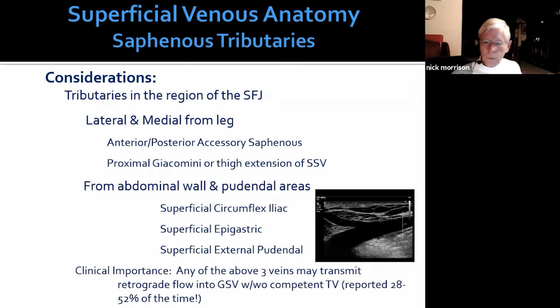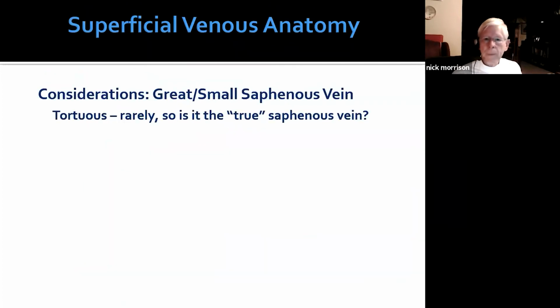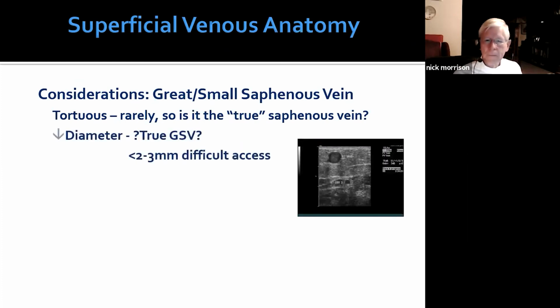So any of those three veins can transmit retrograde flow out of the pelvis and can render that great saphenous vein incompetent distal to the saphenofemoral junction. So again, if what you think is a saphenous vein is tortuous, that may not be the true saphenous vein. Again, there's that image of this very hypoplastic vein.